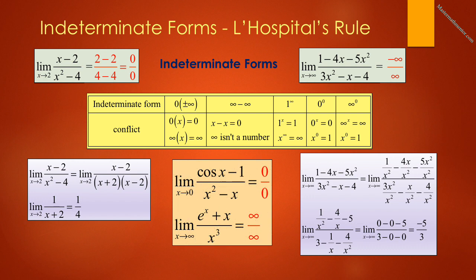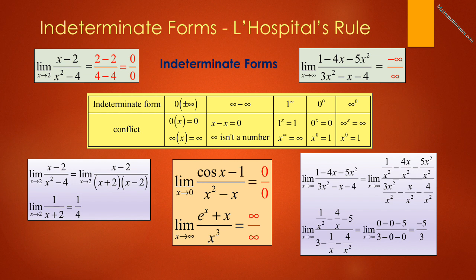However, these techniques will not always work. For instance, the limit as x approaches 0 of cosine x minus 1 over x squared minus x is 1 minus 1 over 0 minus 0, which is 0 over 0, which is indeterminate. However, there is no factorization we can do, so there's no cancellation that we can do. So how do we take this limit?